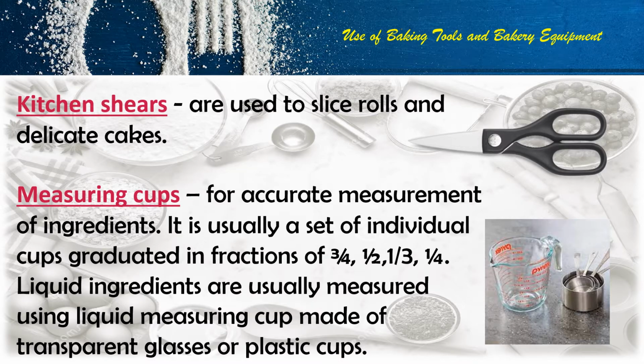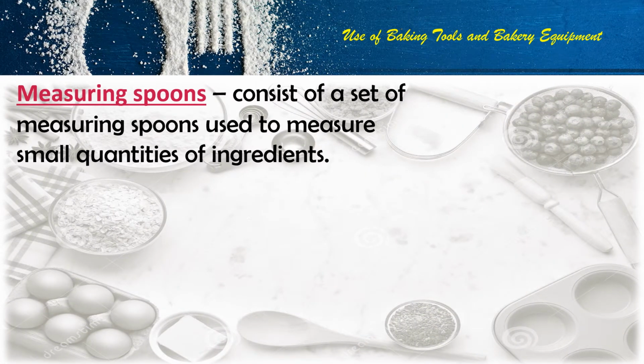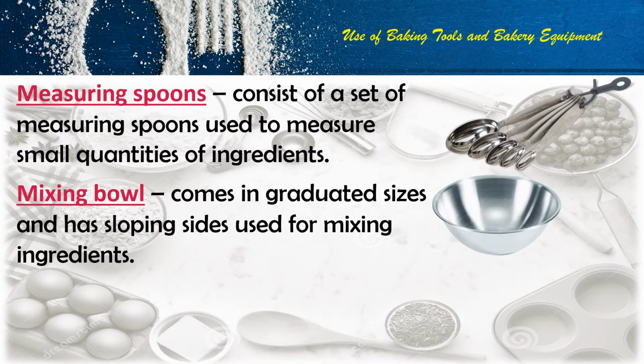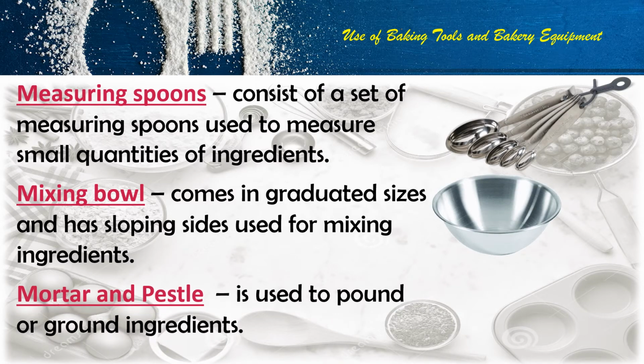Liquid ingredients are usually measured using liquid measuring cup made of transparent glass or plastic cups. Measuring spoons. Measuring spoons consist of a set of spoons used to measure small quantities of ingredients. Mixing bowl. It comes in graduated sizes and has sloping sides used for mixing ingredients. And then, the mortar and pestle used to pound or grind ingredients.